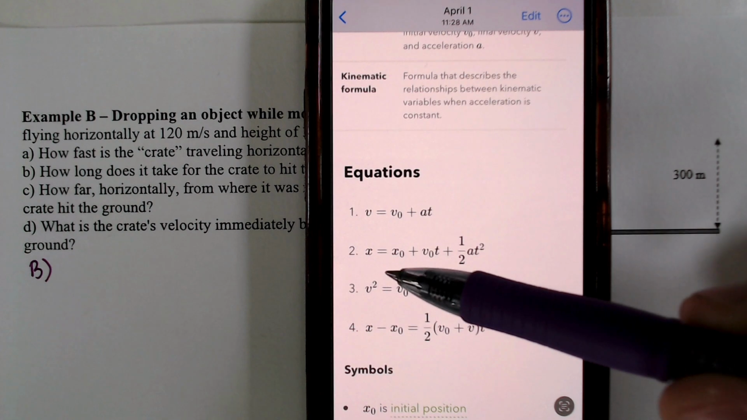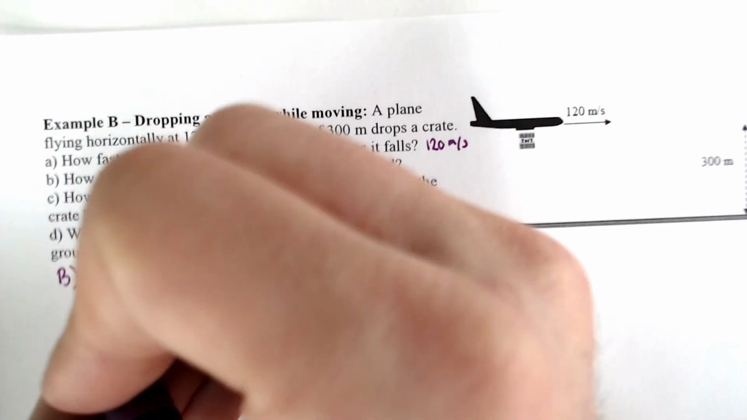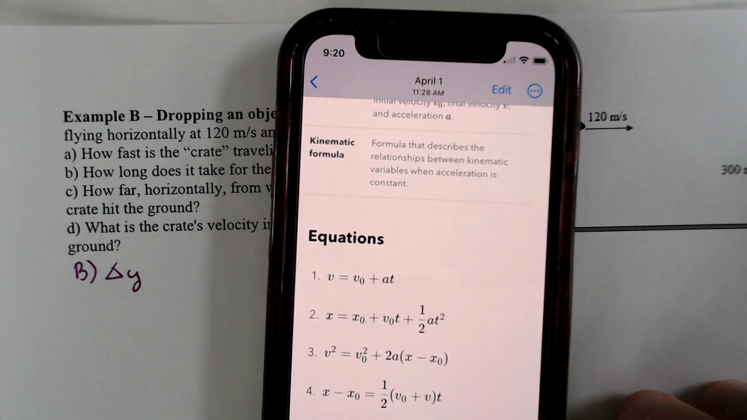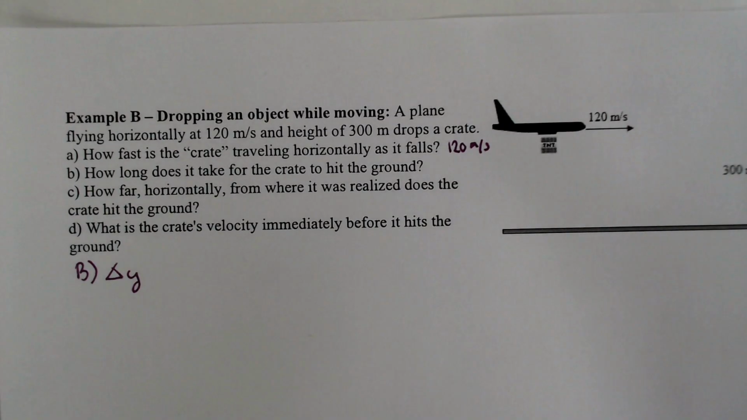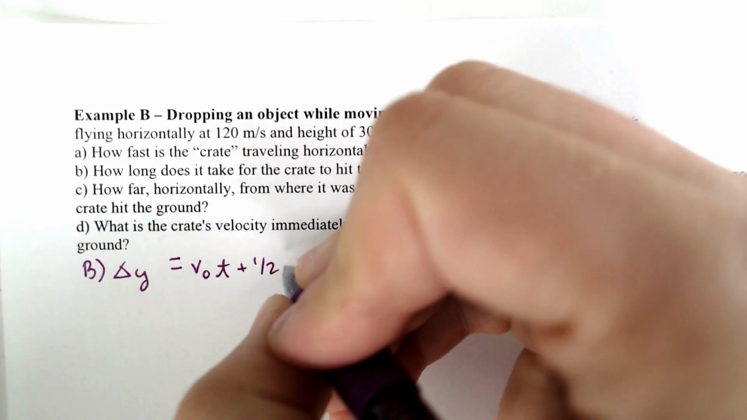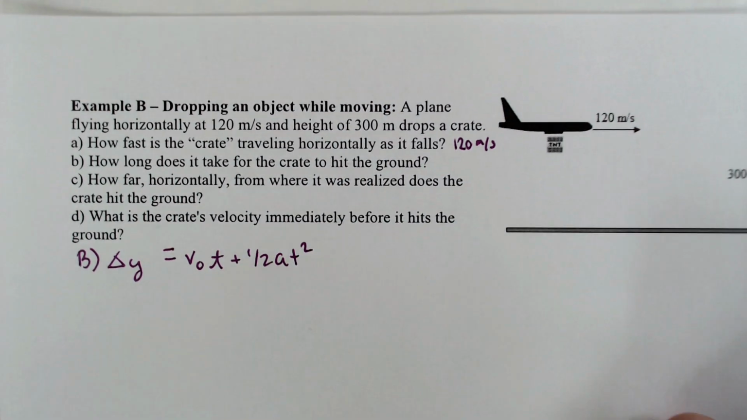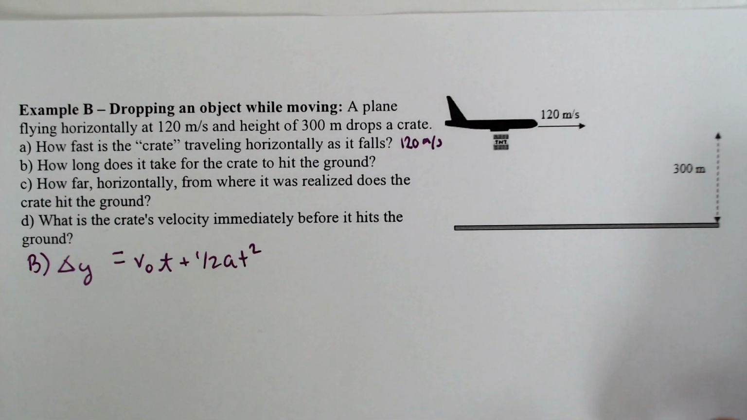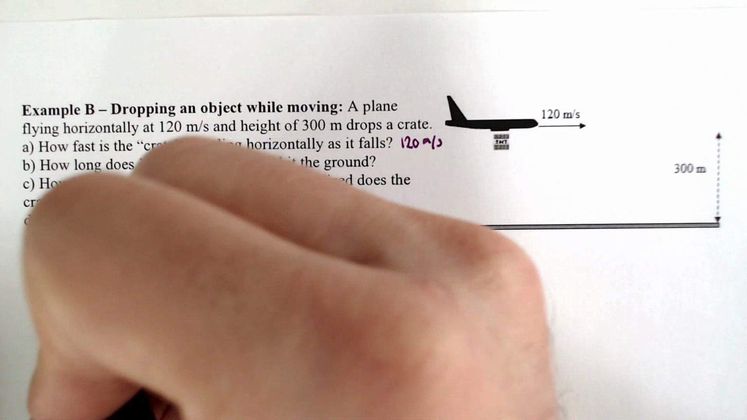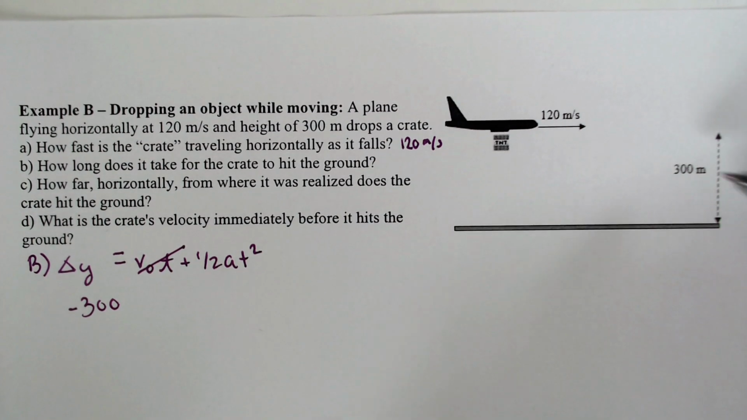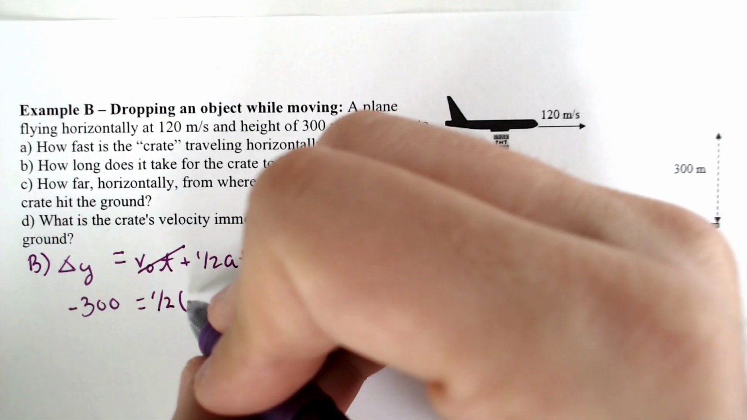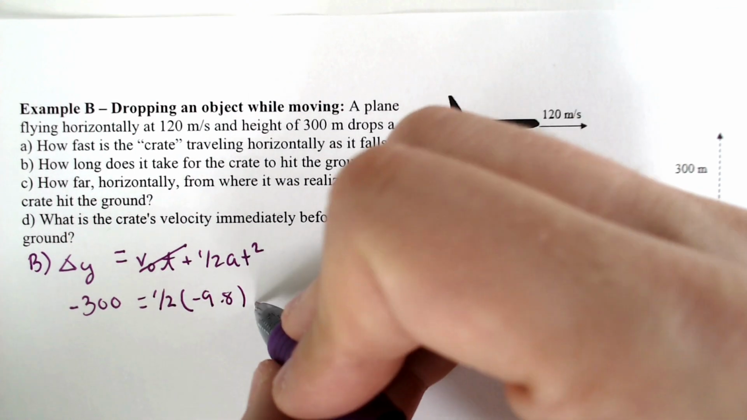I'm going to subtract the x sub 0 over, giving us delta x, or in this case delta y, because we want the height, which will equal v0t plus 1/2 at squared. The initial velocity, it's not being thrown down with any velocity, so this part is going to cancel out. We know that the change in y direction is going to be negative 300 because it started up here and went down by 300. That will equal 1/2 a, the acceleration due to gravity, negative 9.8, times t squared.